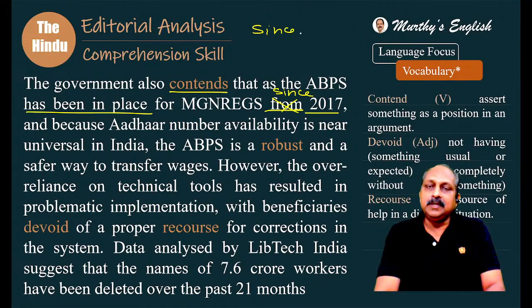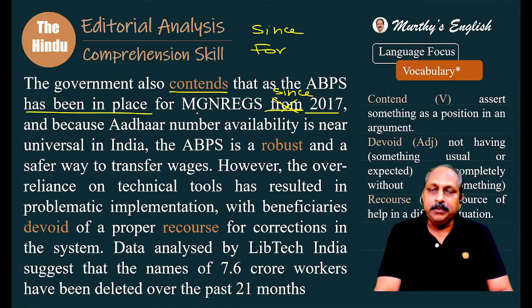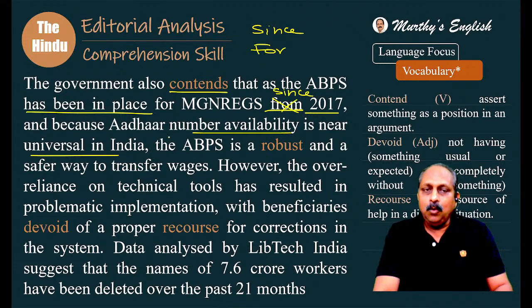What are those two prepositions? Since, for. Since goes with specific time and for goes with a time period. Here 2017. So what is the appropriate preposition? Since 2017, something has been in place, and because Aadhaar number availability is near universal in India, now everyone, almost everyone has an Aadhaar number. That's what it means.